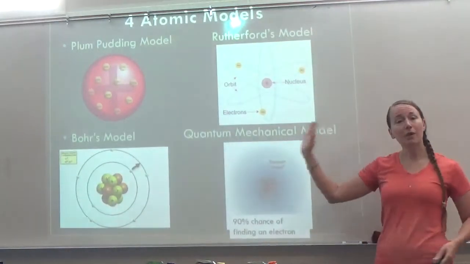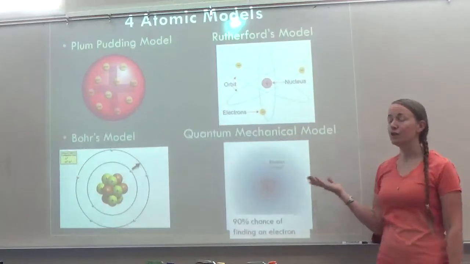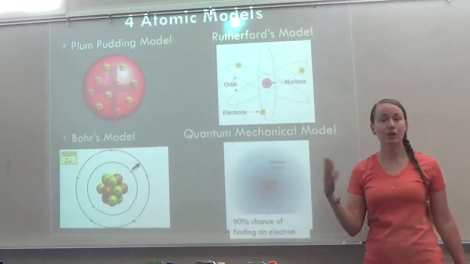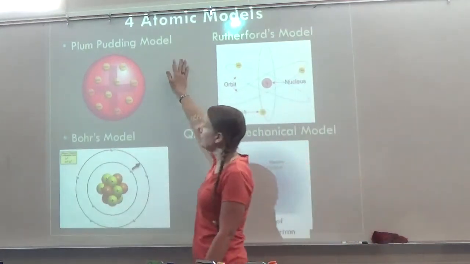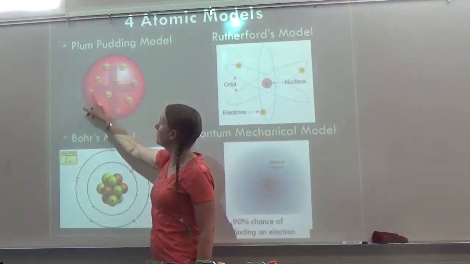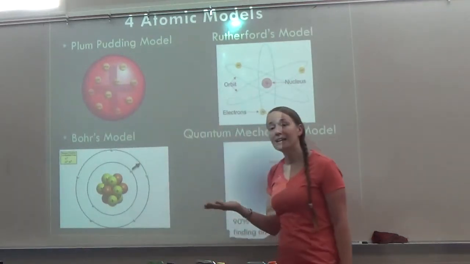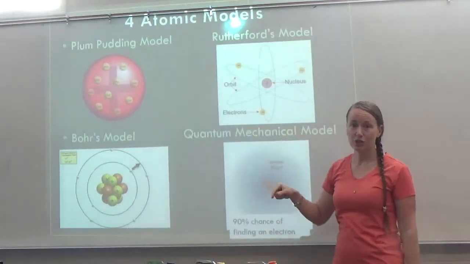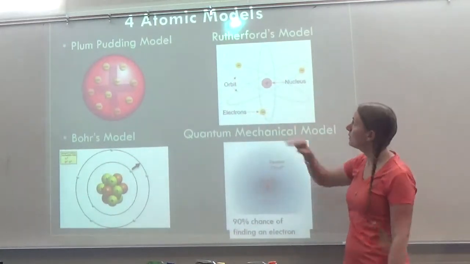So these are the four models that we have learned. If you're in my class, you need to make sure to be able to label and draw these on your test. So plum pudding model is a large positive force-filled area with negative electrons throughout. And when I say label, I want you to make sure you're labeling the positives and negatives. Don't just draw a bunch of circles. And you label it's called plum pudding model.